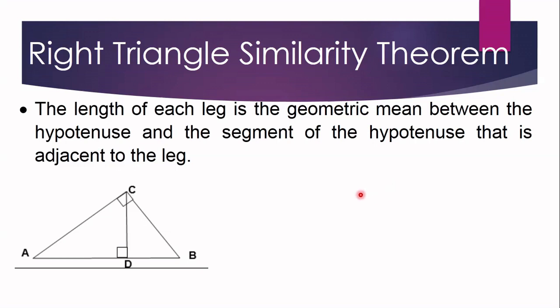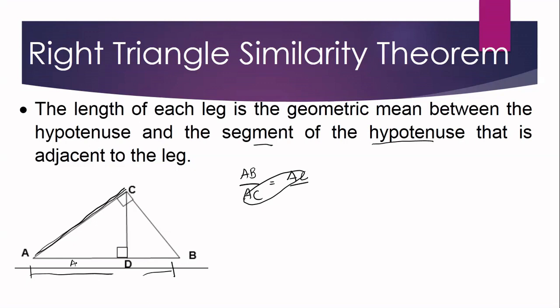Para mas maintindihan, let's have this. Unahin natin tong leg AC. It is a leg. So yung AC daw na leg ay geometric mean. We have here AC and then we have here AC kasi geometric mean. Geometric mean ng ano? Ng hypotenuse. Ano ba yung hypotenuse natin ulit? Yes, our hypotenuse is AB. Hypotenuse at ng ano? At ng segment of the hypotenuse adjacent to the leg. Ang leg na tinutukoy natin as AC.